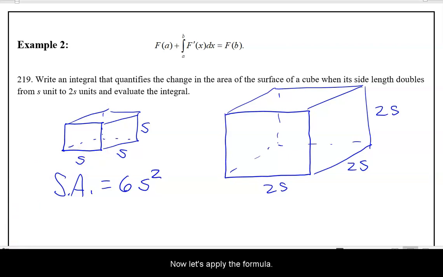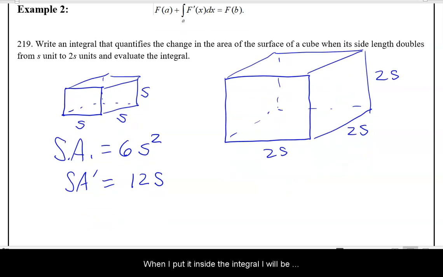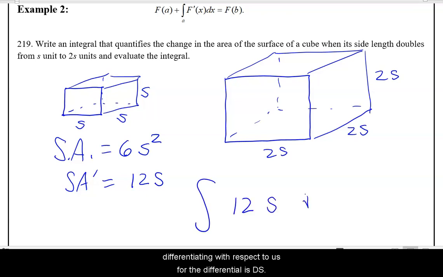Now let's apply the formula. The formula is here at the top. This is the formula that I have for surface area. Now I need to take the derivative of it. The derivative of the formula for surface area with respect to s would be 12 times s. I will take that and put it inside the integral. When I put it inside the integral, I will be differentiating with respect to s, so the differential is ds.